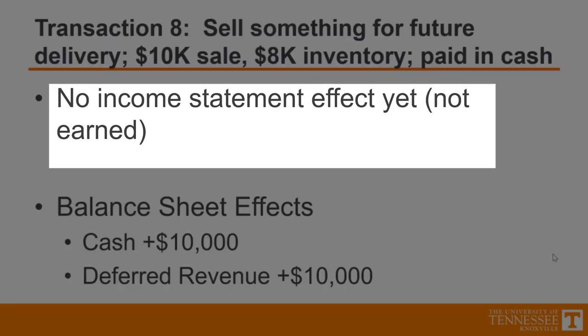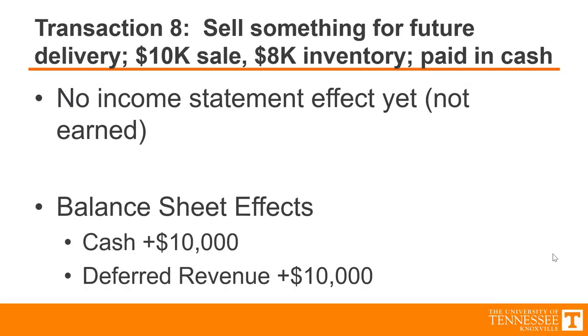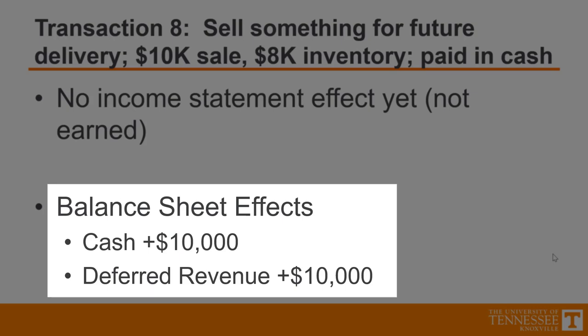There's no income statement effect initially, but on the balance sheet side of things, our cash is going to increase by $10,000. So that's the asset. And the deferred revenue is a liability account. It will increase by $10,000. So this is at the exchange of cash.